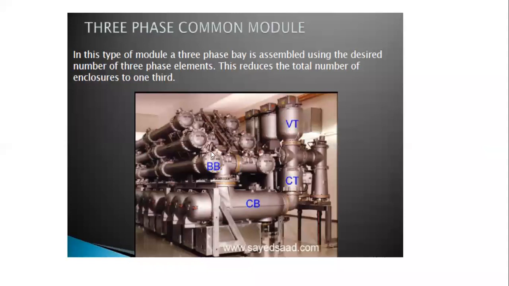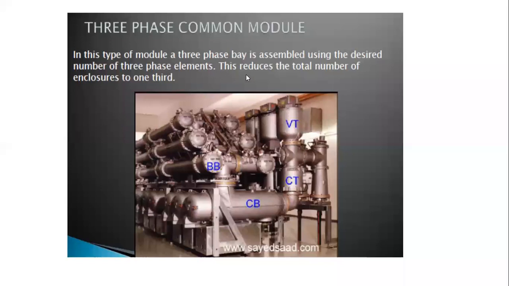These are the three phase common modules. In the practical view, we are observing this. These are the bays. Bay means the common three phases, that will be assembled like a bay, and this will be used to design the number of three phase elements.